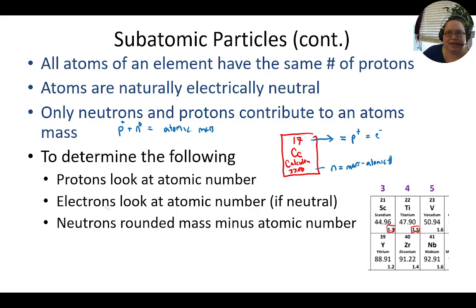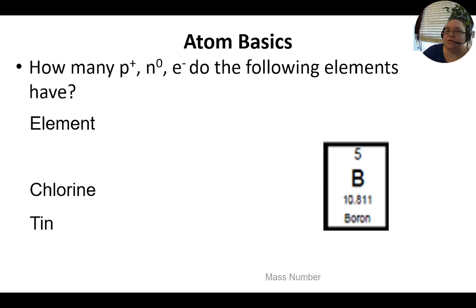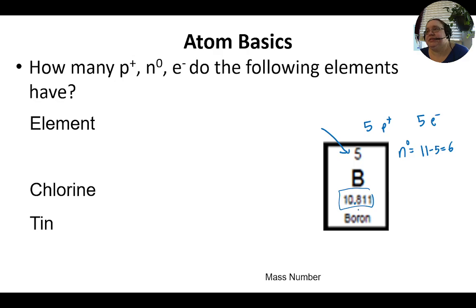So for these first couple examples, we are dealing with neutral elements. For example, with our real periodic table, notice on the screen I've got boron's information. So I can see that boron would have 5 protons, it would have 5 electrons, and 10.8 would round up to 11. So to figure out my neutrons, I would take 11 minus 5, and my neutrons equal 6.